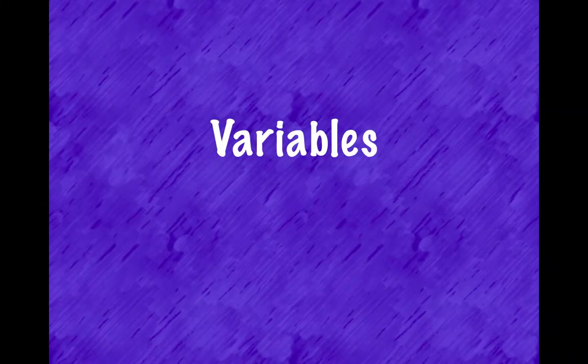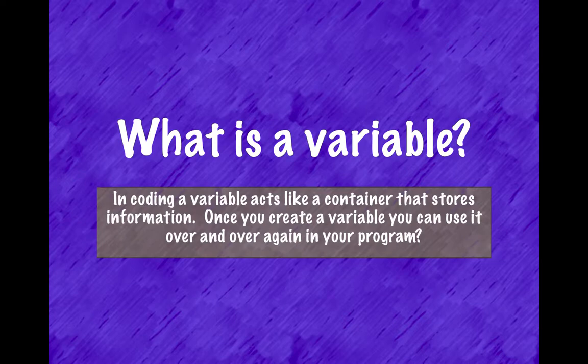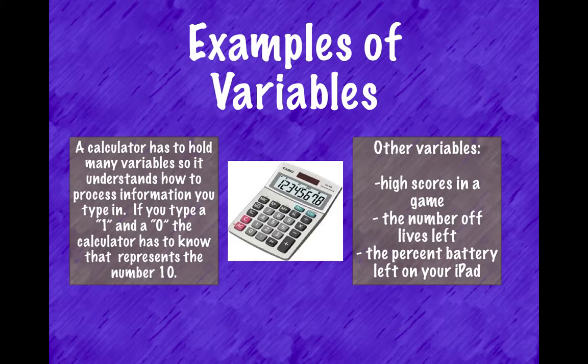All right, guys, today we're going to talk about variables and how we use those in coding. If you are a fourth and fifth grader, we've already talked a little bit about variables when we've been creating our game in Tinker. But in coding, a variable acts like a container, something that you hold information in. And once you create that variable, you can use it over and over again in your program.